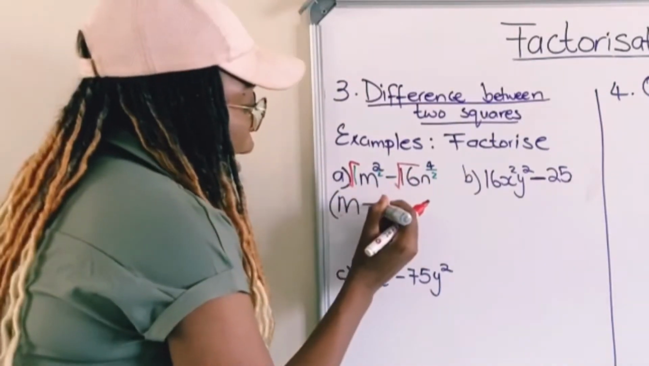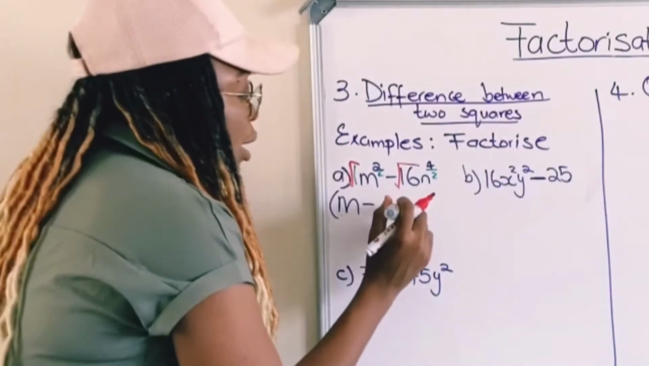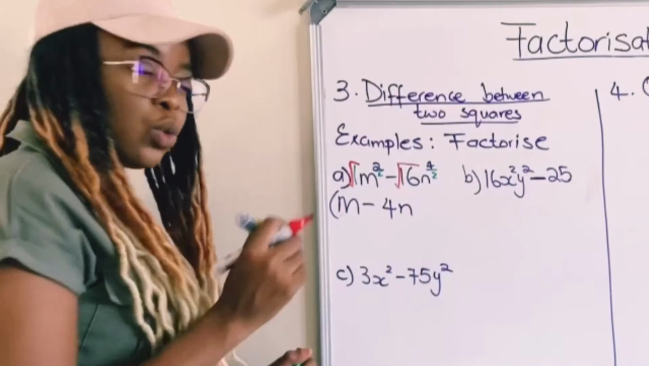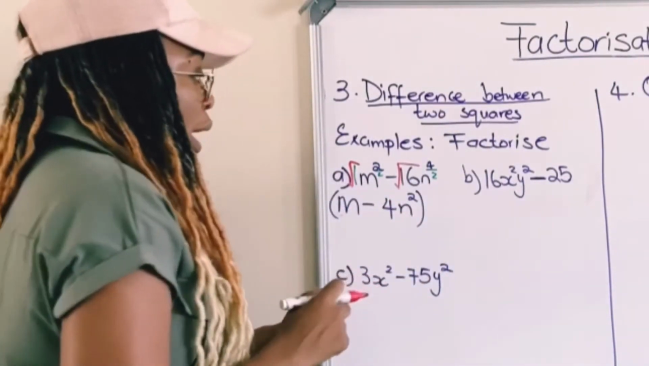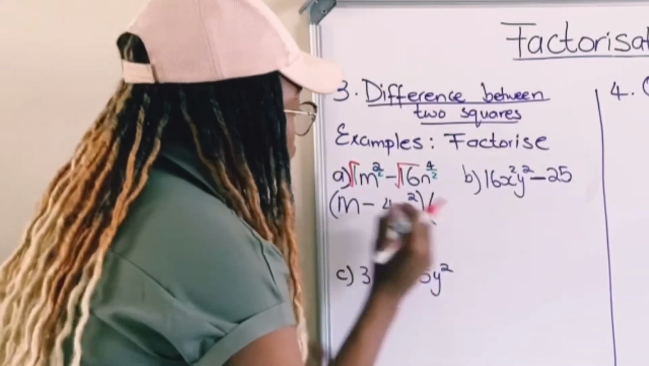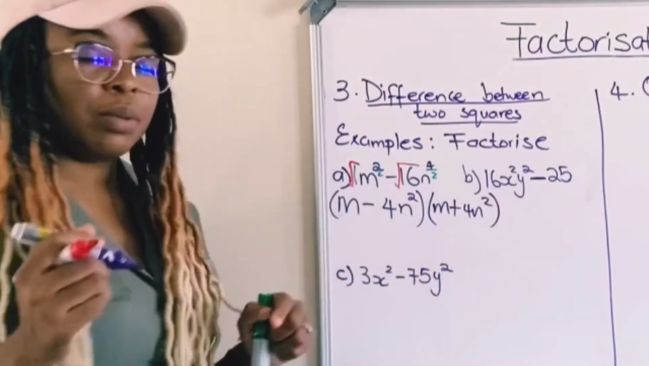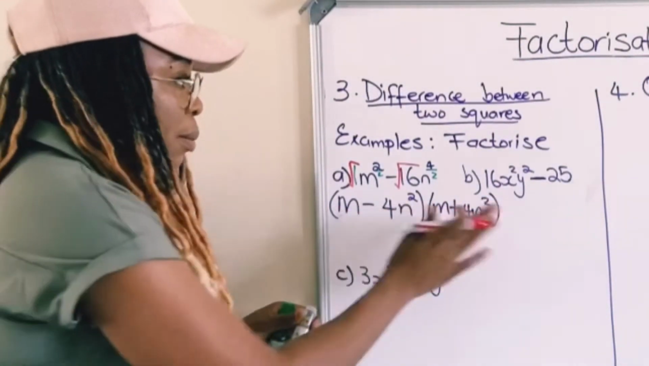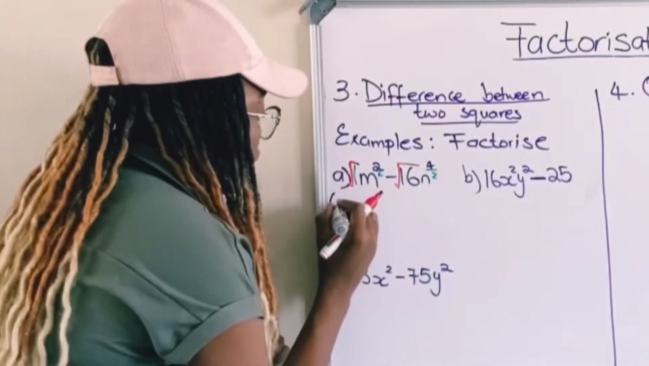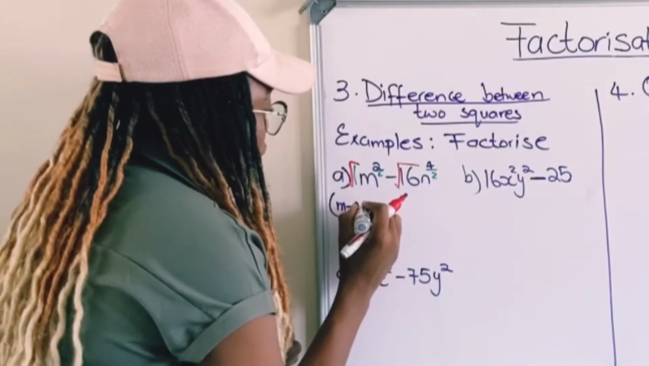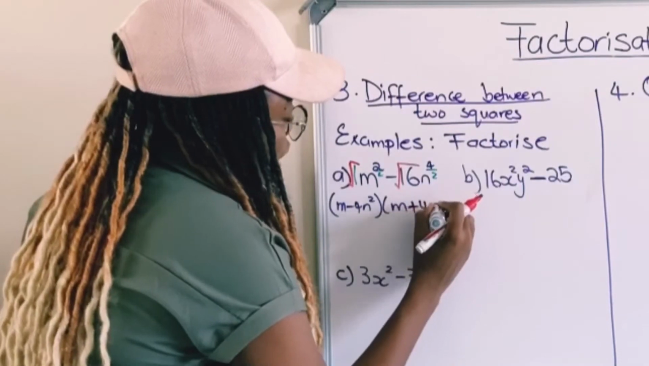Then I have my minus. The square root of 16 gives me 4. Then I go to n, and 4 divided by 2 is 2. Then I close my bracket. Because it's difference between two squares, I repeat this bracket again, but with the opposite sign. So this is my answer: m minus 4n squared, m plus 4n squared.